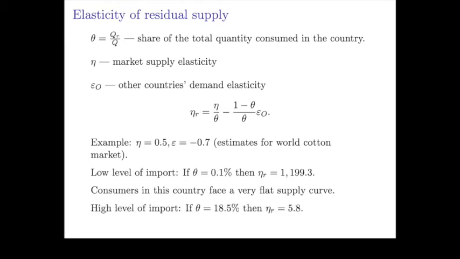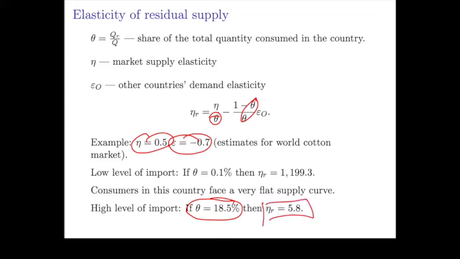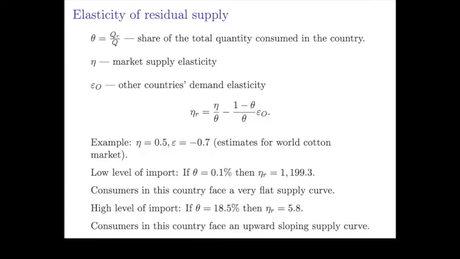Now let's compare that with a country that consumes quite a large proportion, almost a fifth of the world supply. So we plug in 18.5% for theta with the same values of eta and epsilon_O, and we would find that the elasticity of residual supply would actually be only 5.8. So it's far less elastic. So consumers in this country would face an upward sloping curve, while consumers in the other country face a flat supply curve.